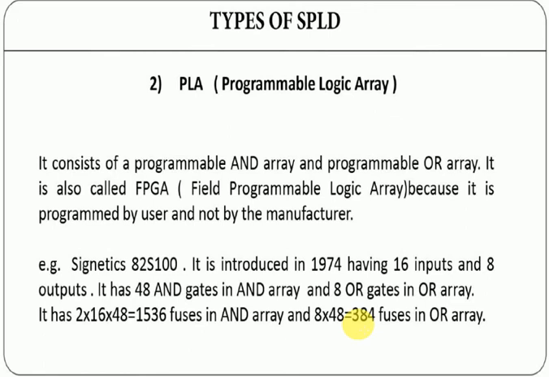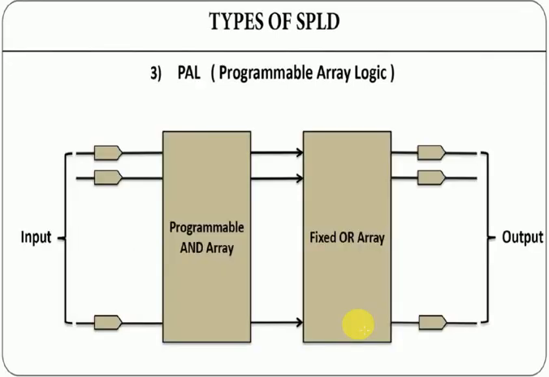Example, Signetics 82S100. It was introduced in 1974, having 16 inputs and 8 outputs. It has 48 AND gates in AND array and 8 OR gates in OR array. It has 2 into 16 into 48 equal to 1536 fuses in AND array and 8 into 48 equal to 384 fuses in OR array.